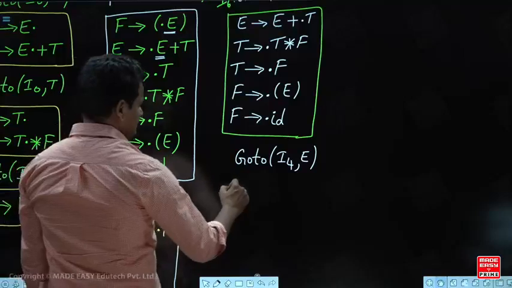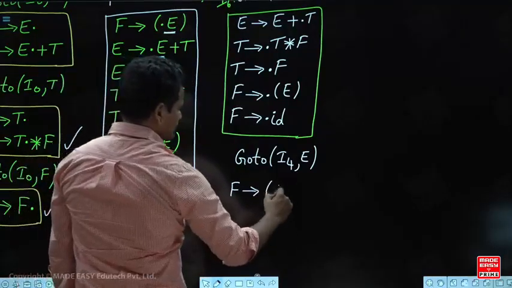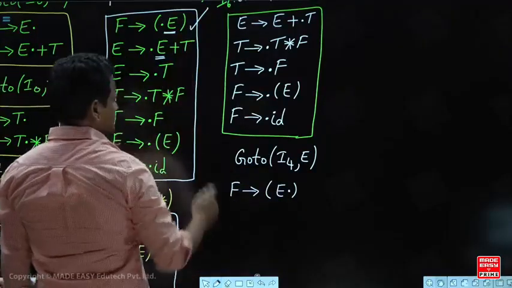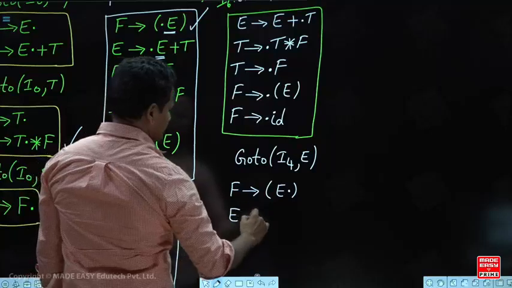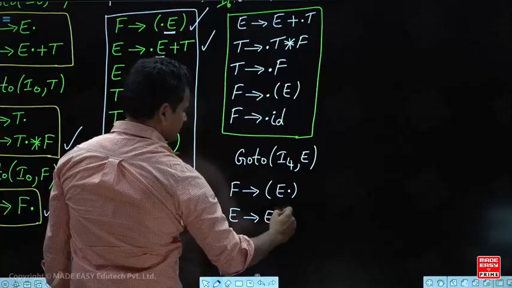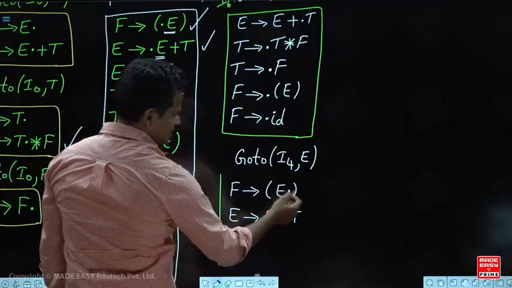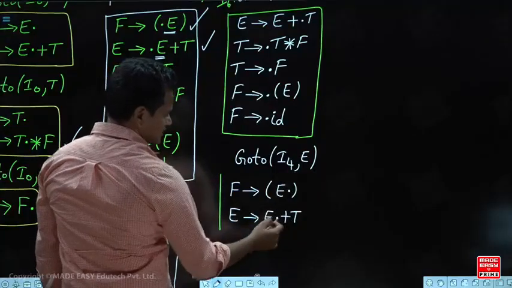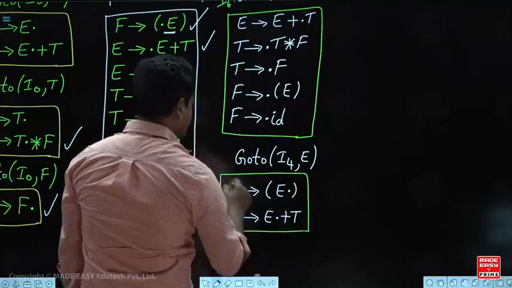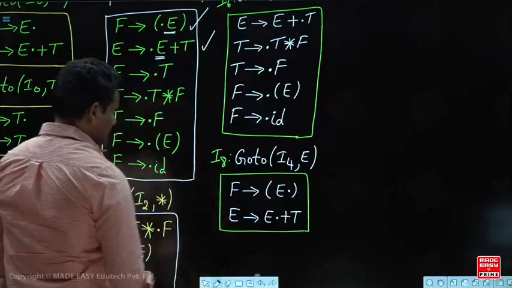So what will you get? Just move the dot. If I move the dot, it comes here for this production, and for this production, E dot plus T. Now close this one, because the dot is after a terminal. Dot of terminals won't have any production. That is the reason I am closing, and name this as I8. And it is nowhere else.